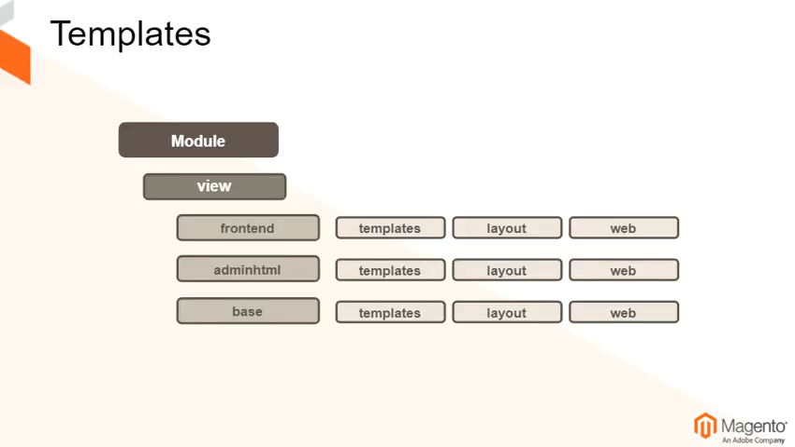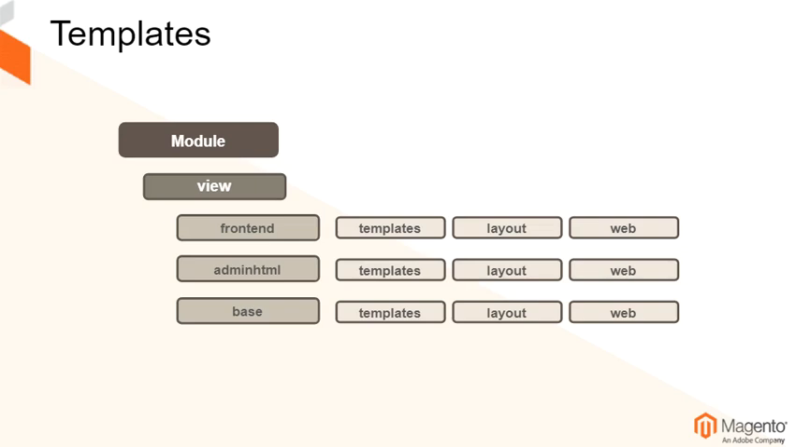As we mentioned, modules are located in the app code or vendor folder. All the native modules are located in the app code Magento folder. In Magento 1, templates were separated from the PHP code, making modules difficult to package. Now, in Magento 2, it is much easier.